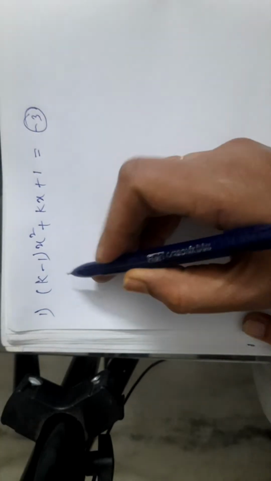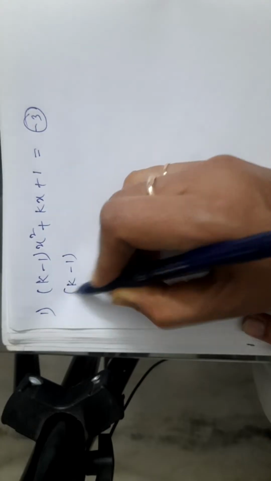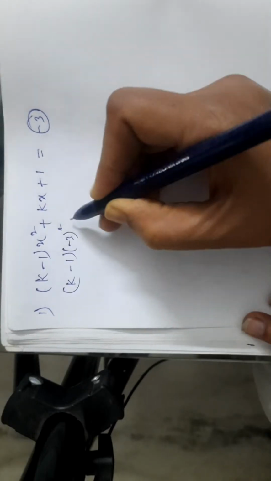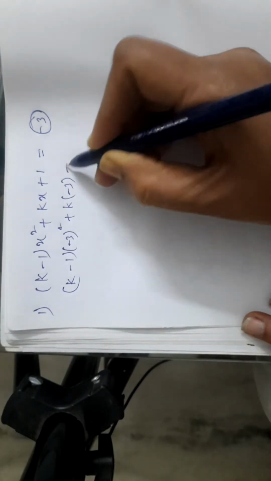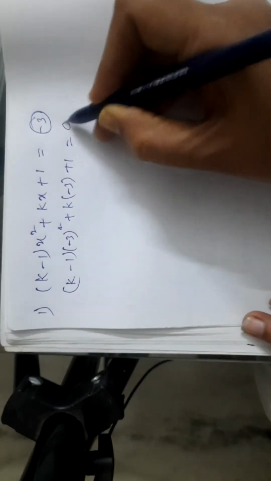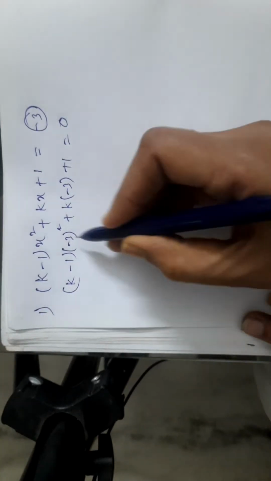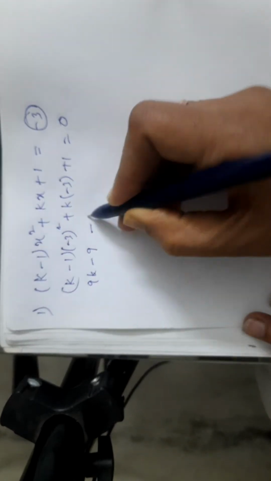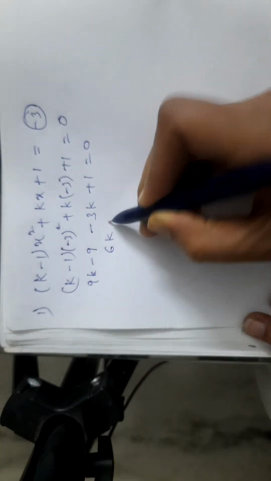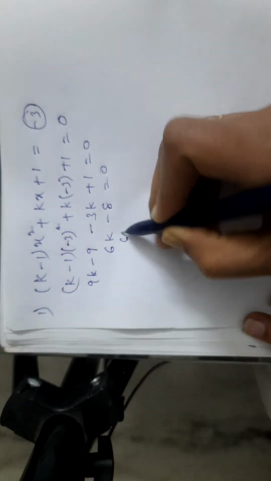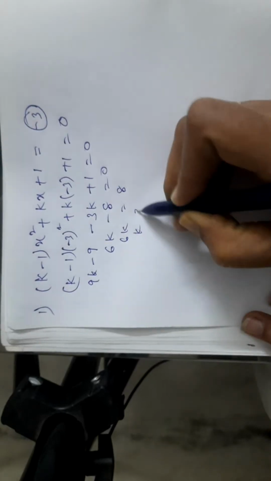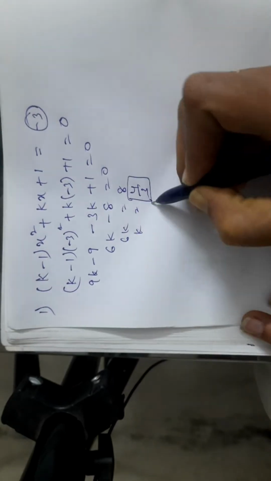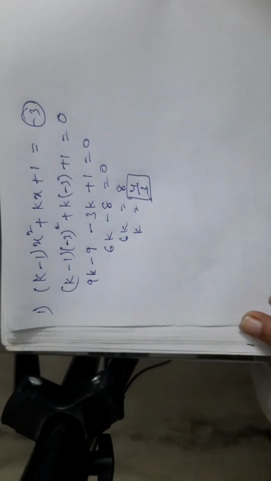We need to find the value of k. Okay, so x is given as minus 3. Substituting, as one of the solutions, we'll make it 0. 3 square is 9, so it's 9k minus 9 minus 3k plus 1 is 0. 9k minus 3k is 6k, minus 8 is equal to 0. 6k is 8. Thus k is 4 by 3. Completed answer.